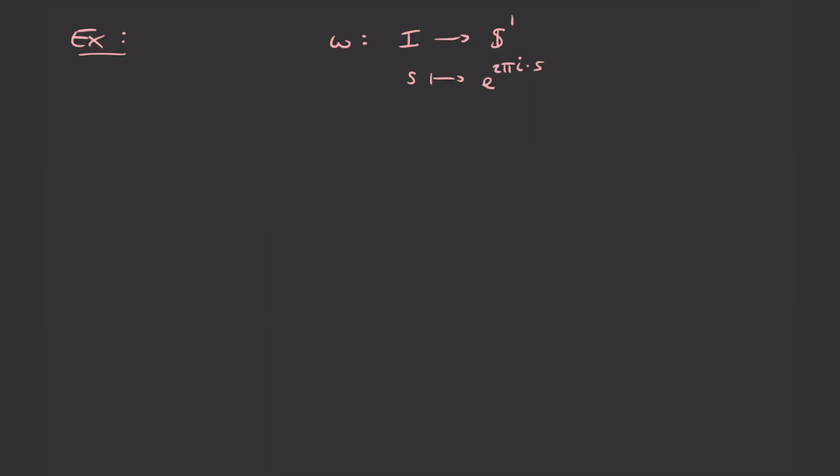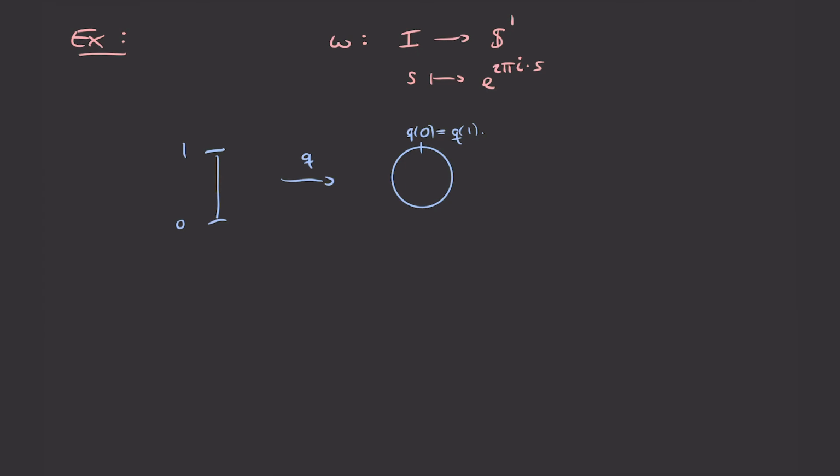The final example we'll look at is the map that maps the closed unit interval to the unit circle. So in pictures, if this is the unit interval, then Q is mapping this to the unit circle, where Q of 0 is equal to Q of 1. And we can write this down nicely by using this complex notation and just taking this exponential map where we map s in the unit interval to e to the 2 pi i s.